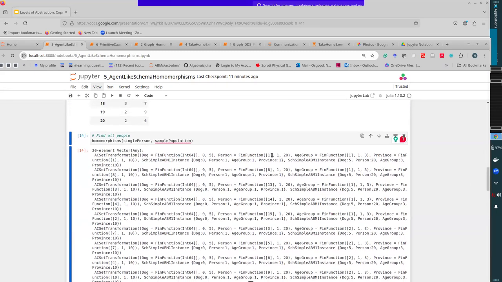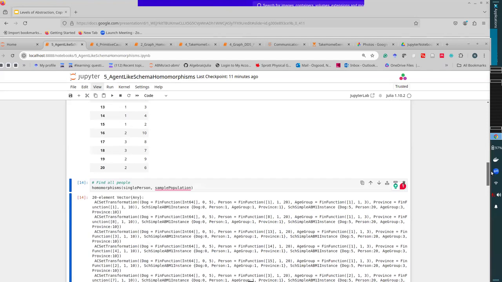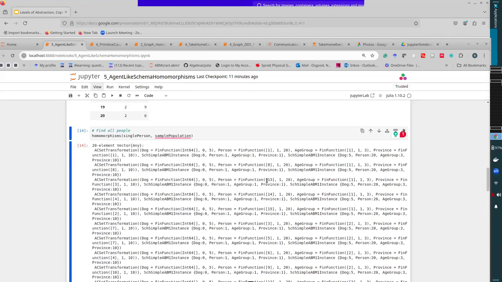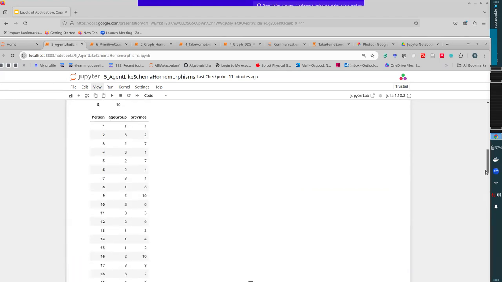The first person goes to one, their age group goes to one, and their province goes to one here. The second person goes to eight, and their province goes to eight, it looks like. So province one goes to one, province eight goes to eight, right? Let's go look at another. Person goes to 13, their province goes to three. Let's check. Person goes to 13, their province goes to three.